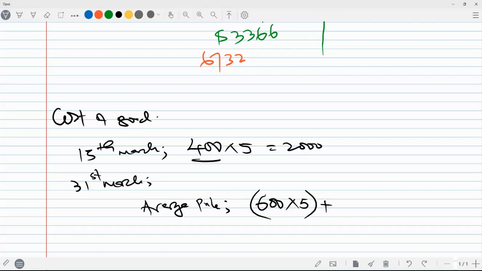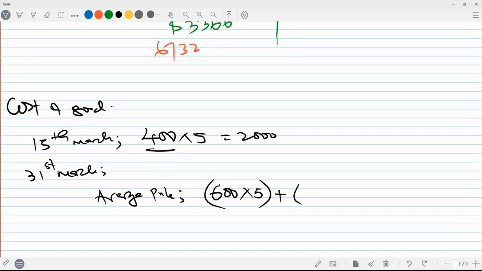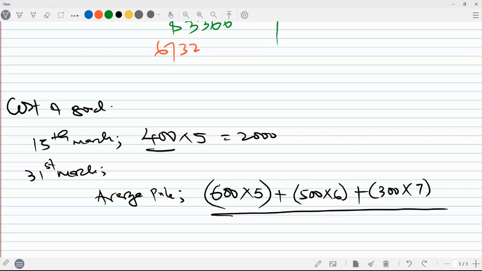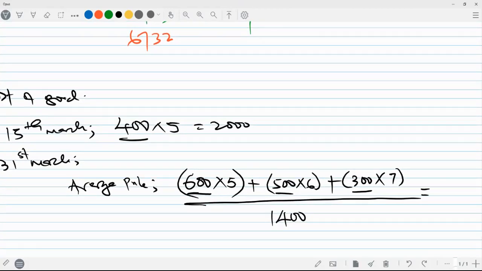Then on 21st March, we bought other items, 500 items at a price of 6. Then on 25th March, we bought other items, 300 items, at a price of 7. That's the total value of the goods we have so far under that 1st of March. We divide, therefore, by the total number of items we have so far, 600 plus 500, 1,100, plus 300, 1,400. Therefore, the average value of the items under that 1st of March.